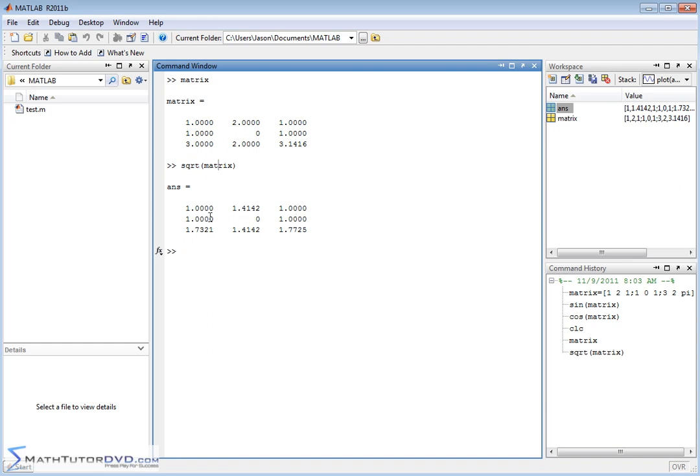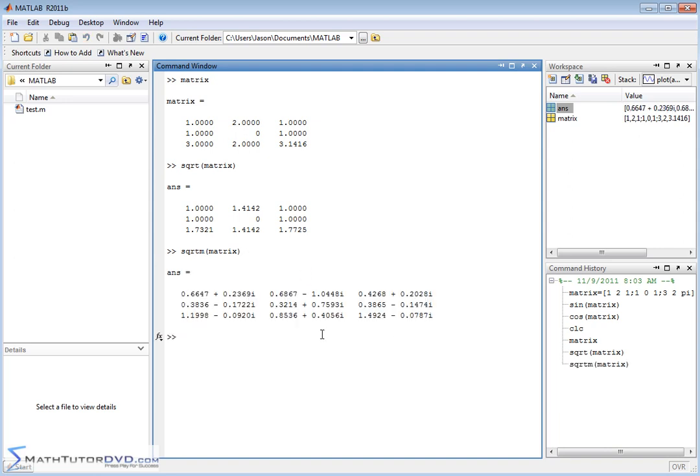Now, there is a mathematical definition to take the square root of a matrix and treat it as its own unit, as its own entity. And to do that, you have another function, sqrtm. The m means matrix. So when you really want to take the square root of the matrix and use the mathematical definition that's defined in books, then you can use sqrtm and you'll get this complex answer.